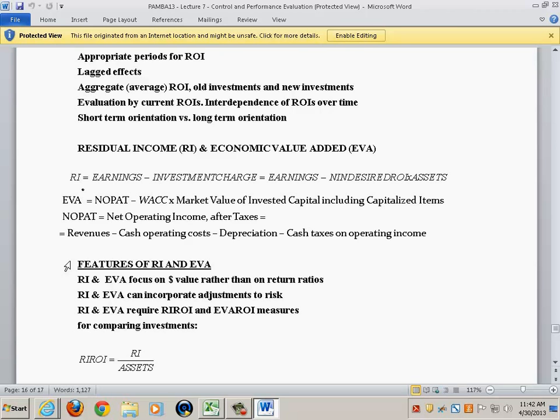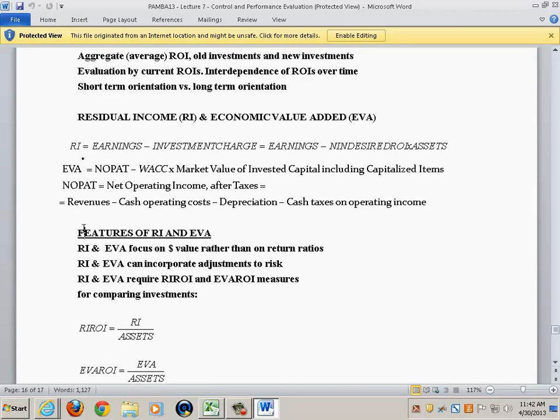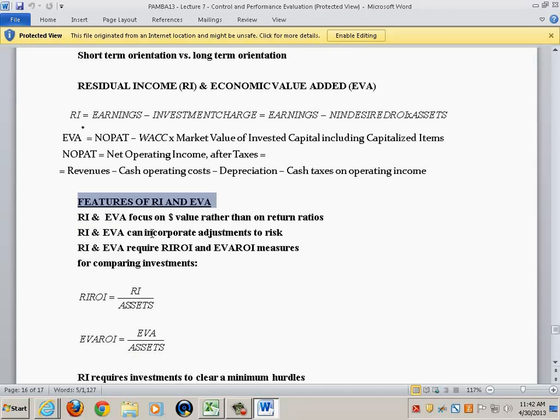Now, there are the features of the residual income and the economic value added. The important features are as follows. Both the residual income and the economic value added focus on the dollar value rather than on return ratios. So they're not ratio measures, they're dollar value measures, which are the difference between earnings and a charge to capital, minimum required earnings and capital.